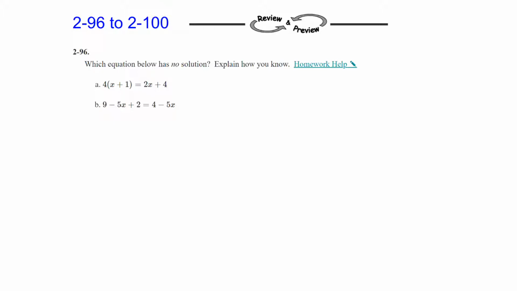Question 96, which equation below has no solution? Explain how you know. Well, let's go ahead and solve them, and then we can maybe figure out why we know it has no solution. So we'll distribute the 4 to get 4x plus 4 is equal to 2x plus 4.